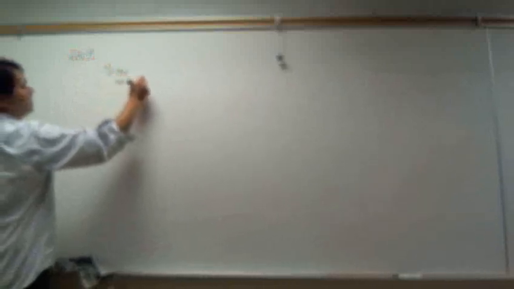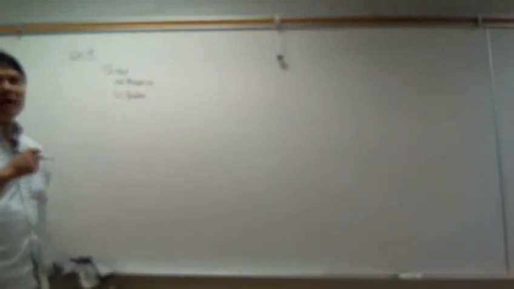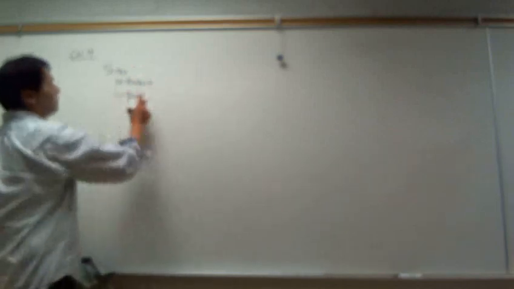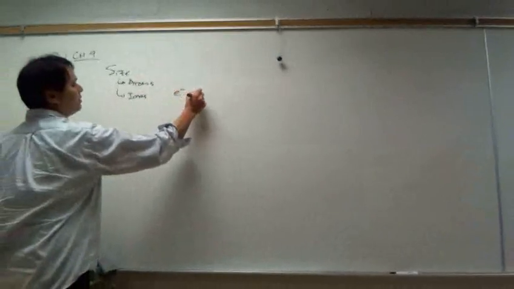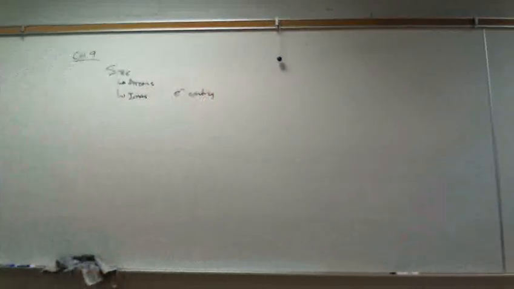Size of atoms and size of ions. The size of atoms and ions are important for reactivity, also for bonding, which is a topic for chapters 10 and 11. And so we talked about size and electron configuration. So we'll be using these concepts throughout.